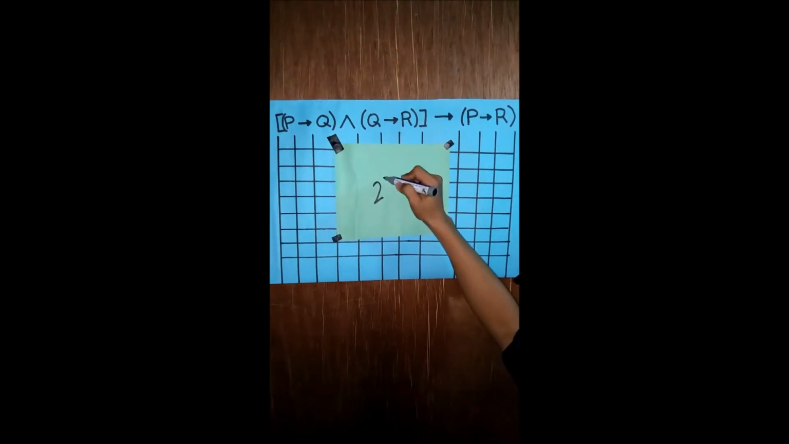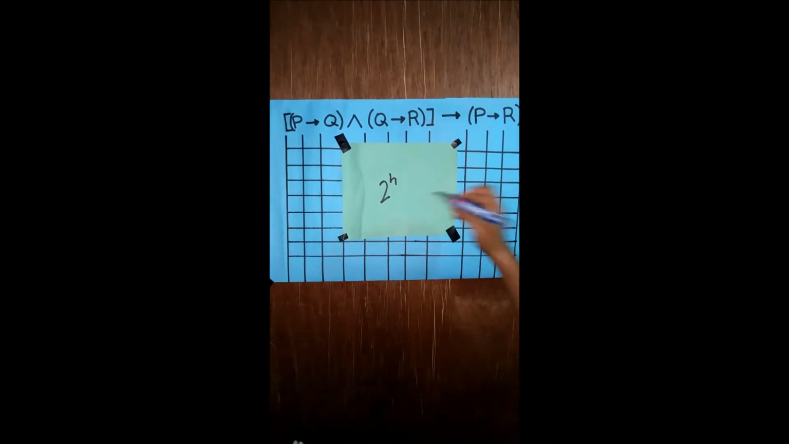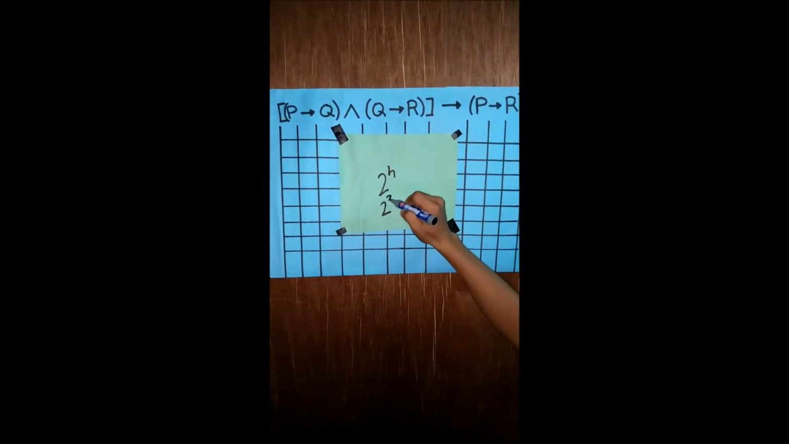First, we are going to determine how many lines or rows are in our truth table by using these two formulas. Since we have three variables, P, Q, and R, we're going to substitute 3 for n. So, 2 to the power of 3 is equal to 8. So there are 8 rows.